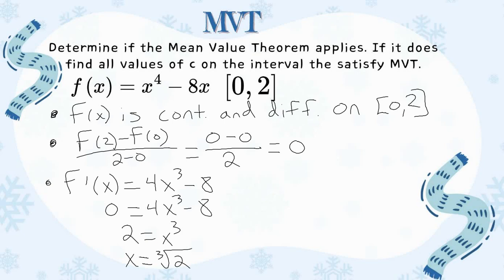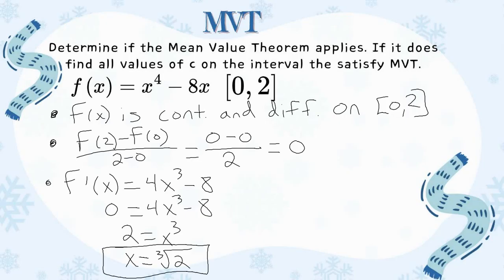This could most definitely be a non-calculator question, and you would just see that as one of the answers if it was multiple choice. The only thing we do have to consider is that we have to make sure this c value is on my interval. Is the cube root of 2 between 0 and 2? Yes, it has to be positive, so it's bigger than 0, and if I'm taking the cube root of 2, it has to be smaller than 2. So this is my c value that makes that true.